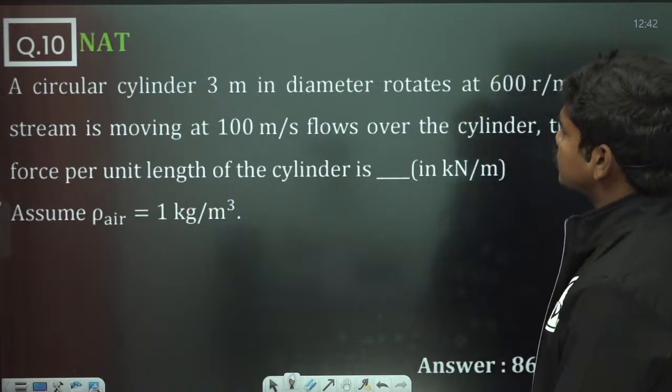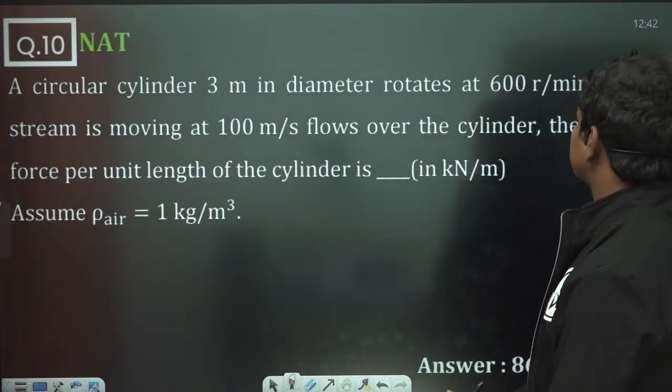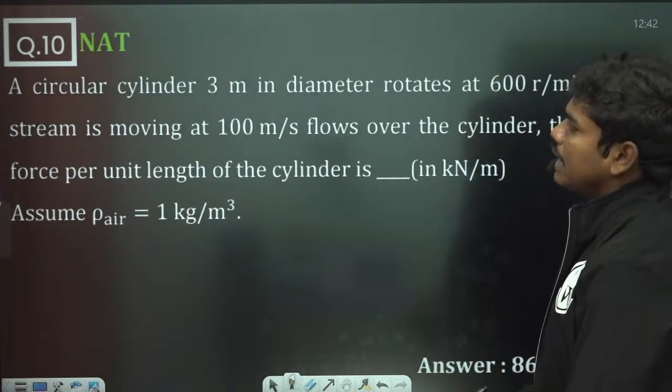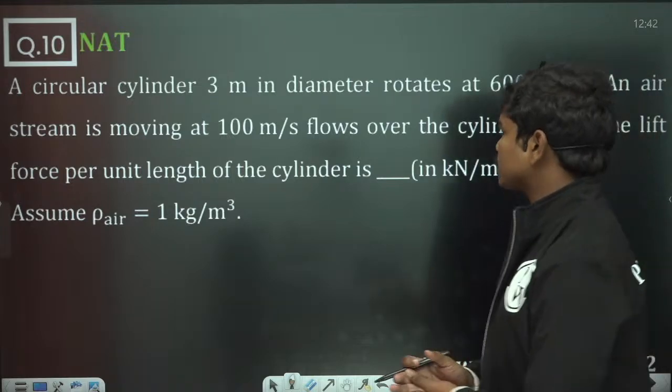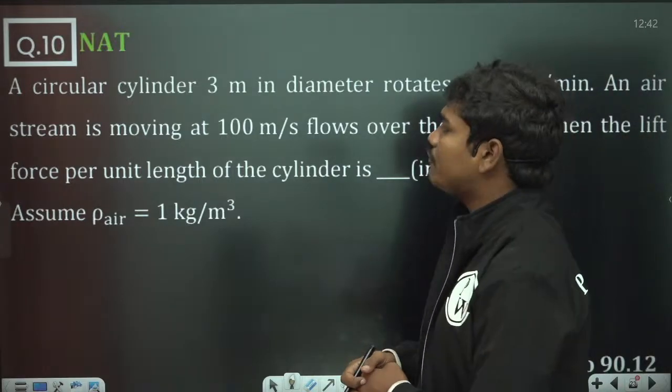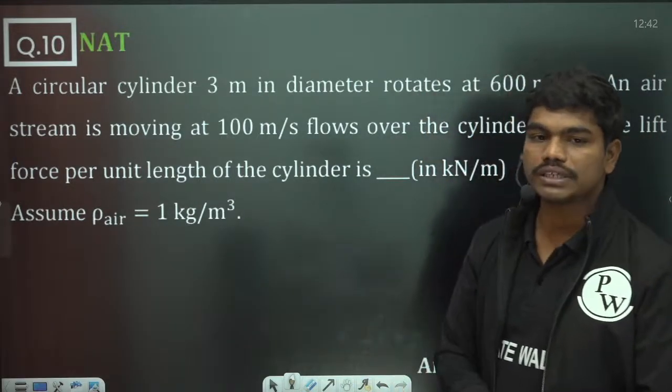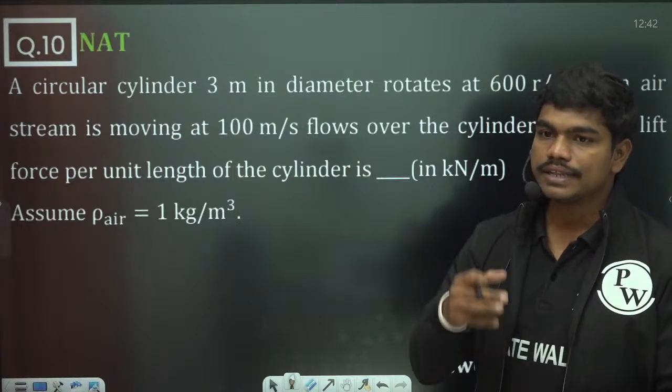A circular cylinder 3 meters in diameter rotates at 600 rpm, revolutions per minute. An airstream moving at 100 meters per second flows over the cylinder. Then the lift force per unit length of the cylinder is dash. So obviously there is a cylinder which is rotating.